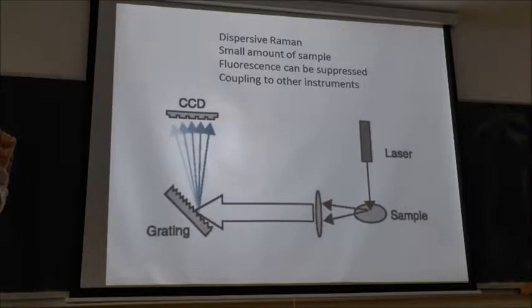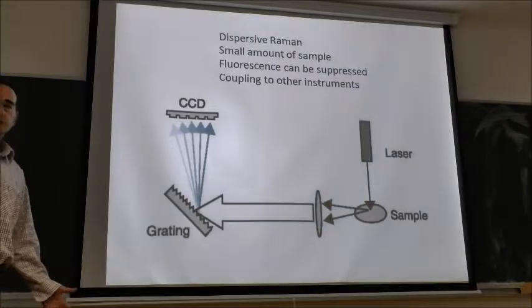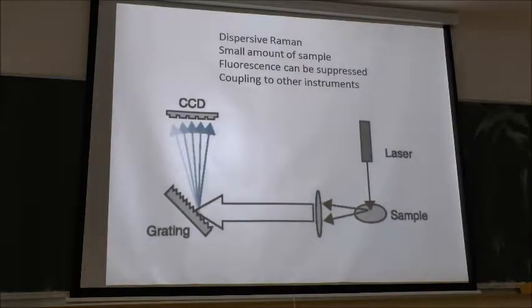The other type of instrument is dispersive Raman. It can be used with small amounts of samples. Fluorescence is a problem, but can sometimes be suppressed. The advantage is it can be coupled to other instruments like AFM, optical microscope, infrared spectrometry.